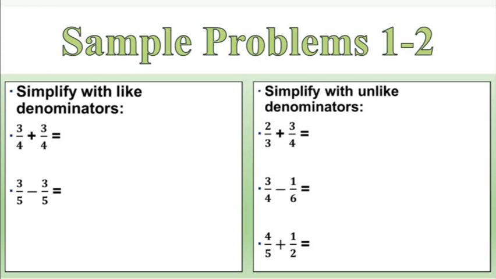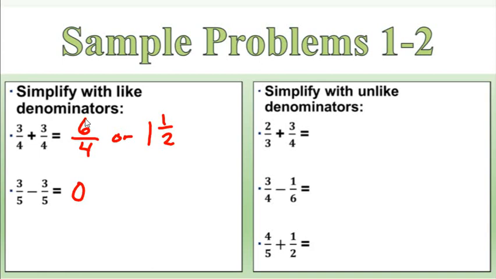First one, simplify with like denominators. So the denominators are already the same, so we do not have to do anything different. We just add the numerators or we subtract the numerators. So 3/4 plus 3/4 will give us 6/4, or we can rewrite this as 1 1/2, or 1.5. Next one, 3/5 minus 3/5 is just 0.